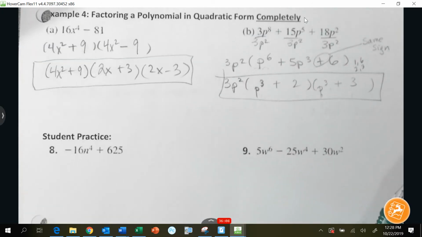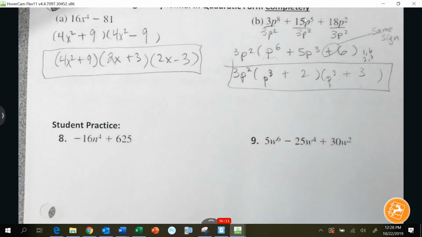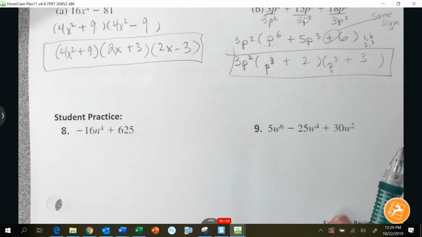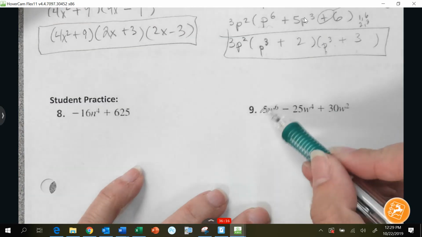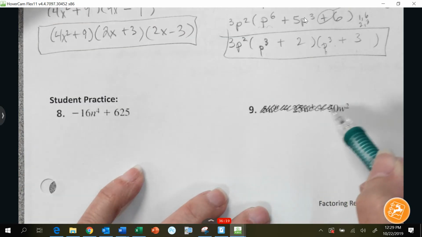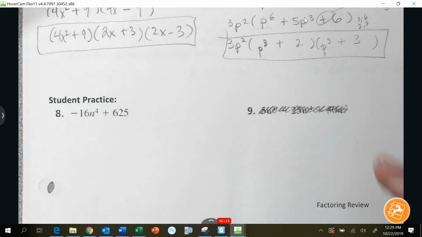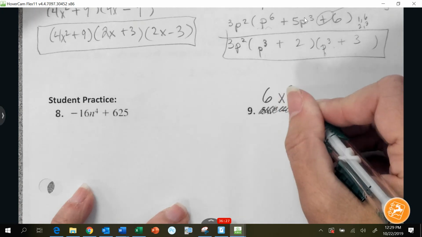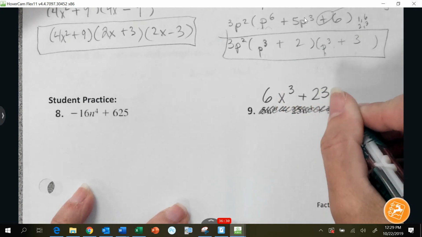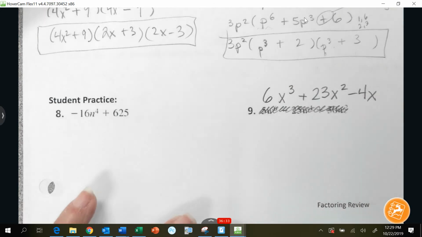Done. How about you try number 8? You try number 8. I have a different one for number 9, so don't try this number 9. I have a different one. Where did my number 9 go? Okay. I have a different number 9. How can you try it if your pencil's not in your hand? Oh, you've already done them? I've already done them. Oh, there are people not doing it.